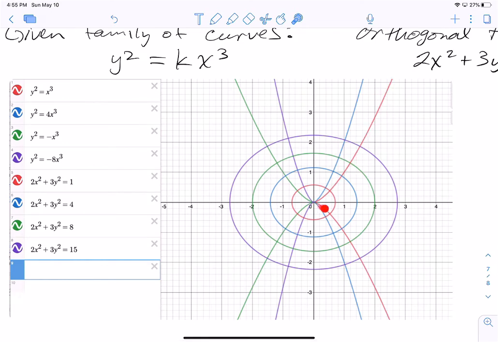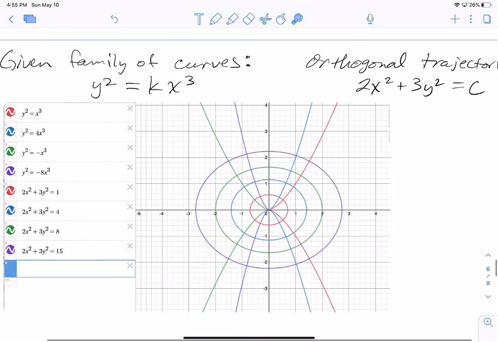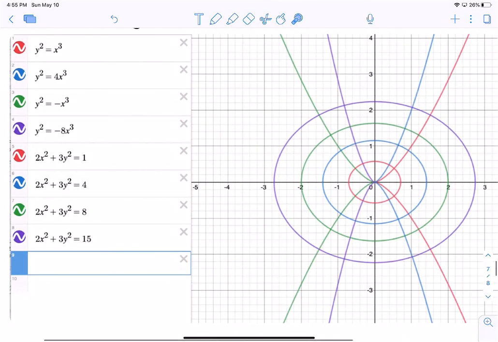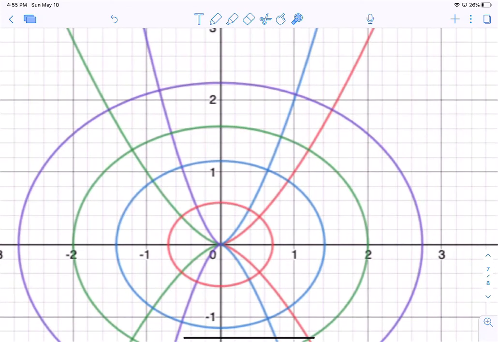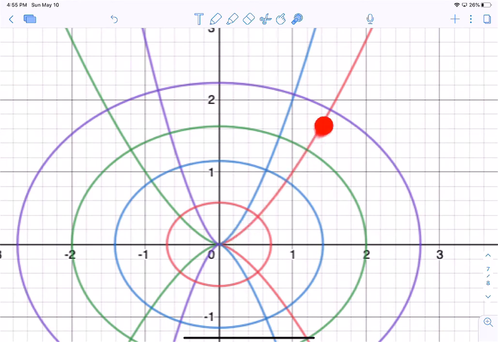They're these ones that look kind of like a branch of the letter k. And then, of course, we have the one that's over here in the second and third quadrants. Then the 2x squared plus 3y squared equals c, I graphed for c equals 1, 4, 8, and 15. Those are our concentric family of ellipses. And the point here, folks, is that whenever these original curves intersect one of these ellipses, at every single place where that occurs, the tangent lines of the two curves are perpendicular to each other.